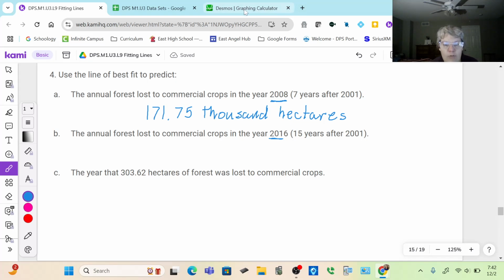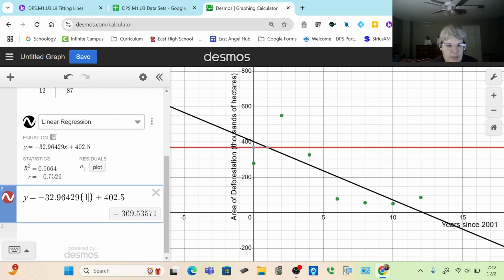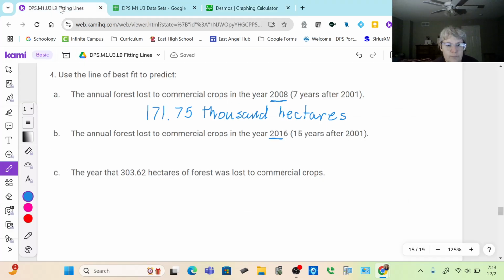So now let's see what it is for 2016. That was 15 years later, so I'm going to replace the 7 with 15. And you'll notice that at 15, we're actually at a negative value, negative 91.96. Now, that probably is not a reasonable answer. And I'm not going to just say probably. That isn't a reasonable answer, even though it is correct for the prediction. When you are talking area, you never measure in negative values.